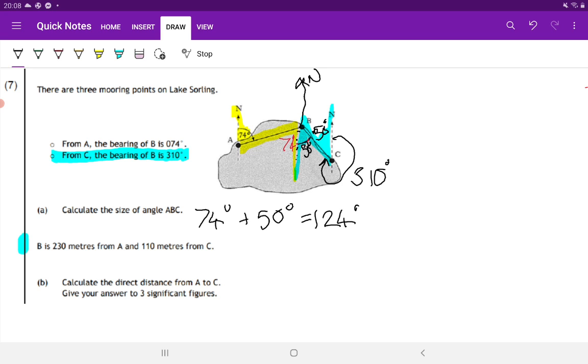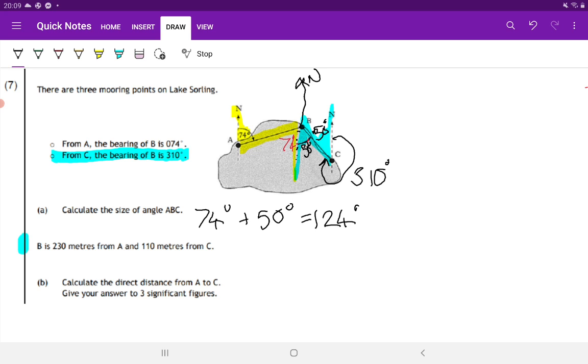Now, how many marks would that be worth? Probably 2. Okay, on a bad day, just 1. But it's not going to be worth any more than 2. And that again is another wee clue that it's not a sine rule or a cosine rule question. It's just a work it out. Now we can do part B, which is going to be so much easier.